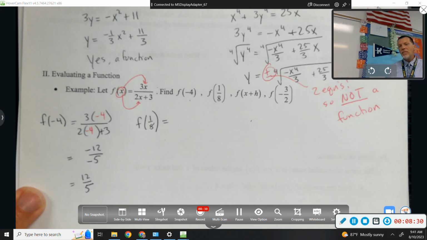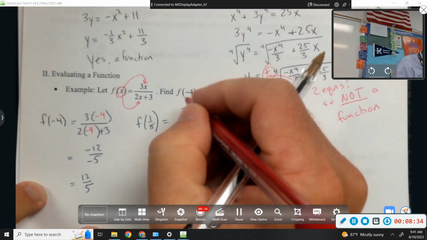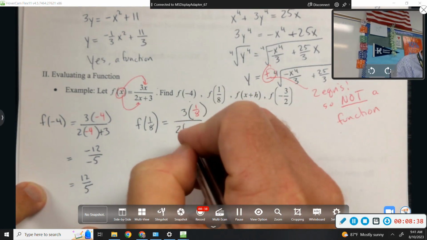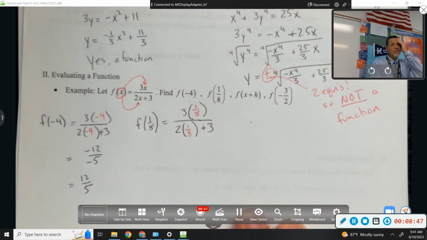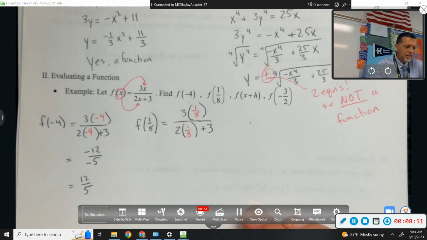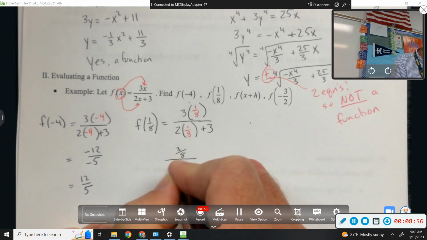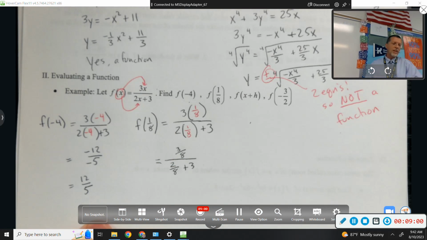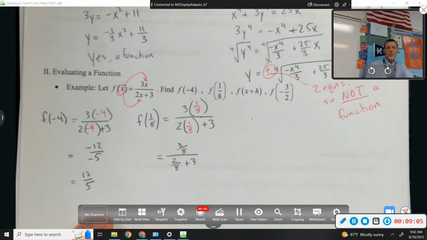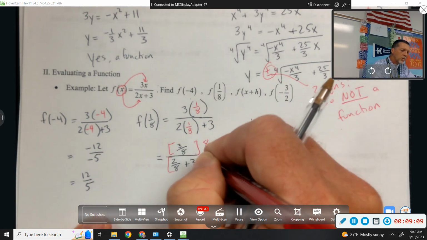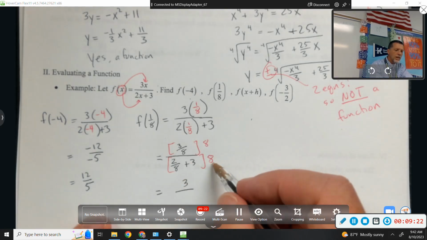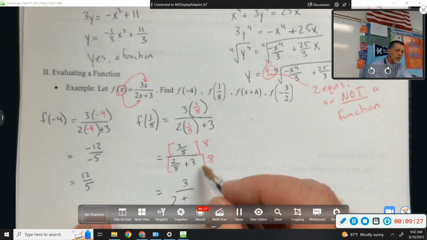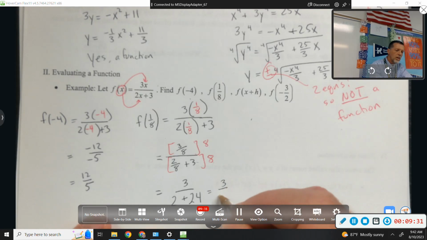Right? f of 1/8 is going to be the same type of thing. It's just going to be uglier because it's a fraction. 3 times 1/8 over 2 times 1/8 plus 3. Let's see. What to do first on that? 3/8 over 2/8 plus 3. And I'm leaving it as 2/8 because I know what I'm going to do next is multiply by 8. So I'm not going to bother reducing it to 1/4 when my next step is going to be multiply through by 8 over 8 to clear out those denominators. So in the top, the 8's cancel and I'm left with 3. In the bottom, the first term the 8's cancel and I'm left with 2. And then 3 times 8 is 24. So 3/26.